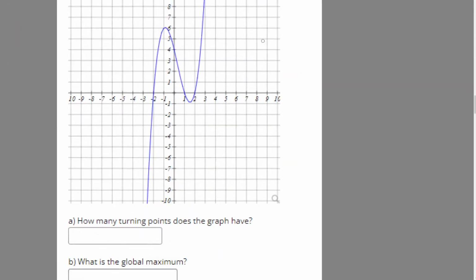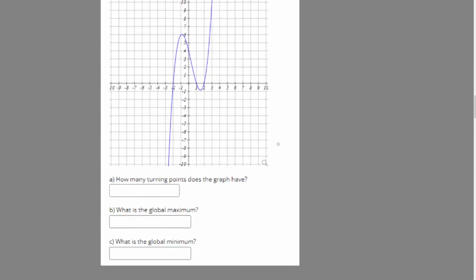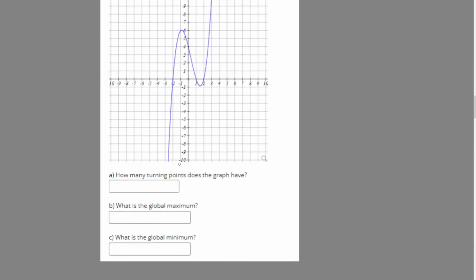Okay, now we're saying consider the following graph. How many turning points does this graph have? When we're talking about turning points, I'm assuming it means like right here is a turning point, right here is a turning point, because it's changing the direction of our graph. So I would assume 2.